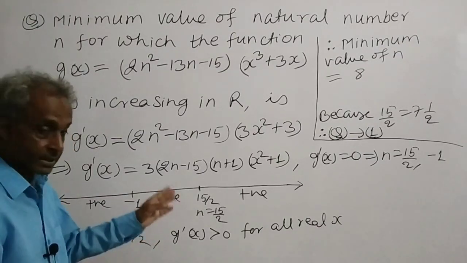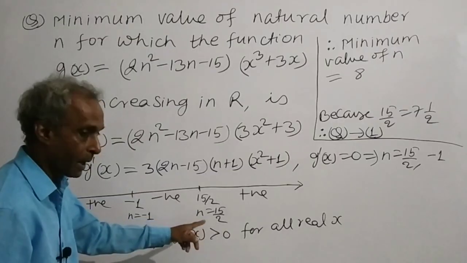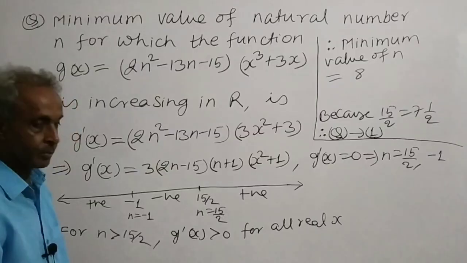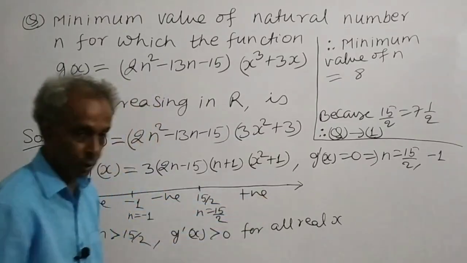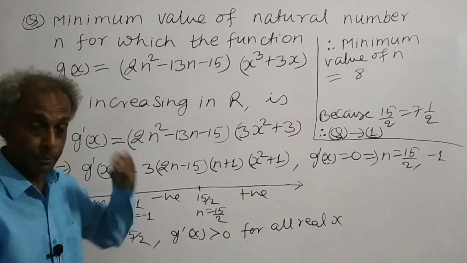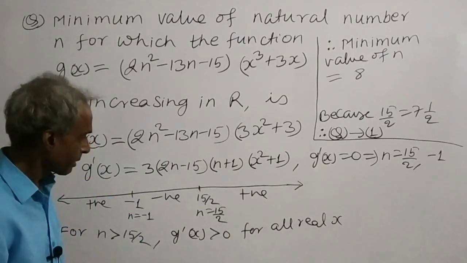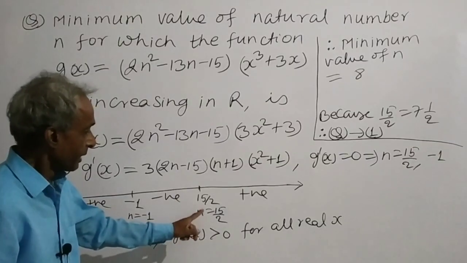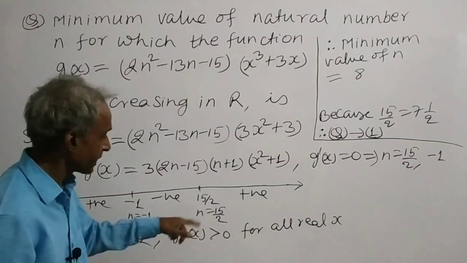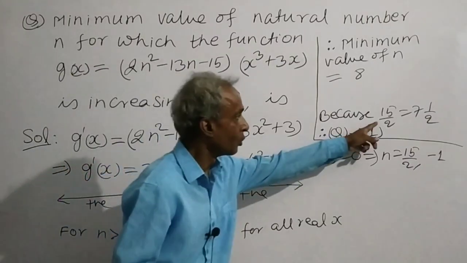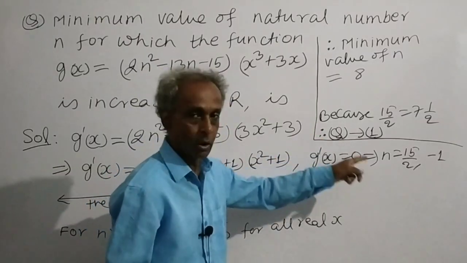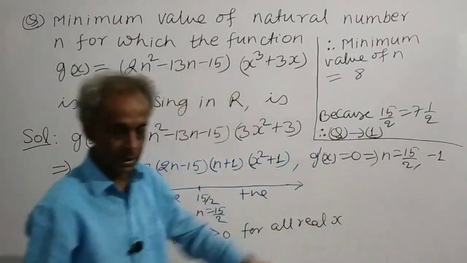but g'(x) will be positive if the value of n is greater than 15 by 2. g'(x) will be positive, therefore g(x) will increase for all real numbers, but n is a natural number. The smallest natural number which is greater than 15 by 2 will be 8. Therefore, entry Q should be matched with 1.